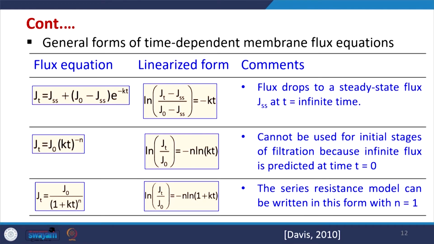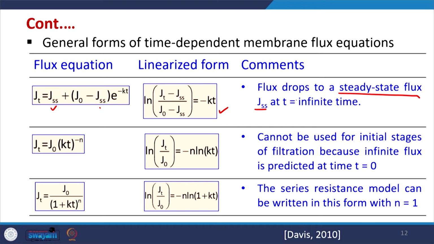Then there is another type of flux equation where we have J_SS plus (J_0 minus J_SS) e raised to minus k t, and its linear form is like this. In this case we are assuming the flux drops to a steady state flux, which is J_SS, at infinite time.